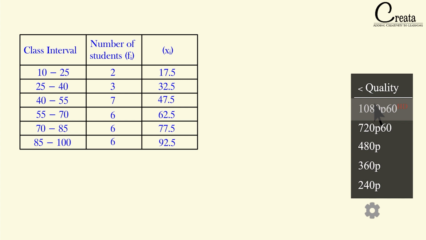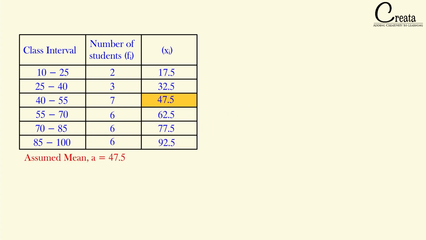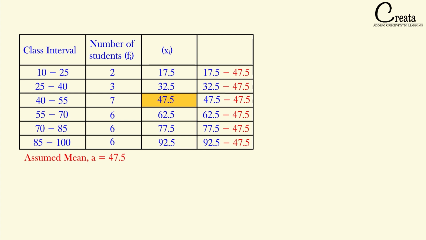Further, we will take any of the middle numbers as the assumed mean, which is A, and we will subtract this assumed mean from all these observations. We will get Di, that is the deviation, which is equal to Xi minus A. This way we will calculate the deviation. We will subtract the assumed mean from all the values of the observation.